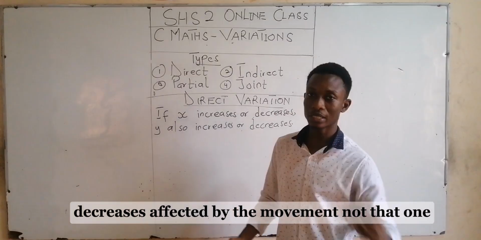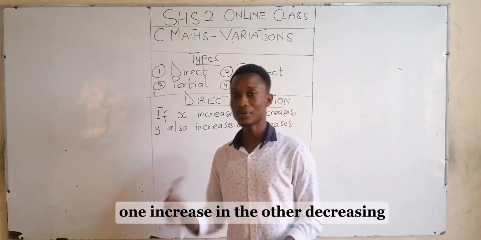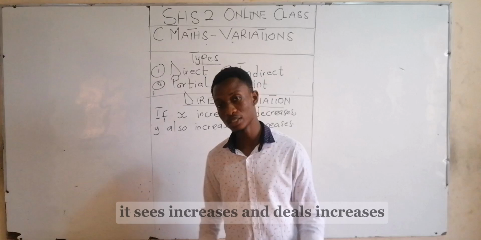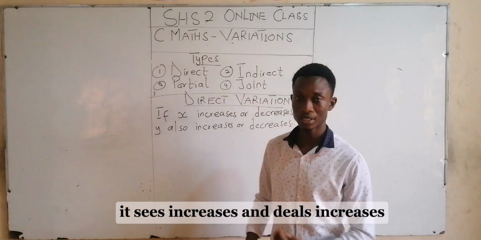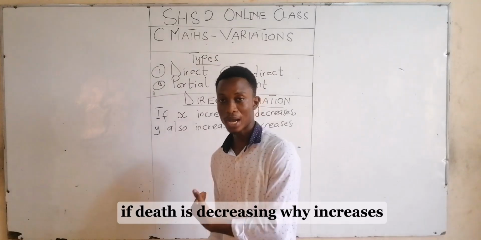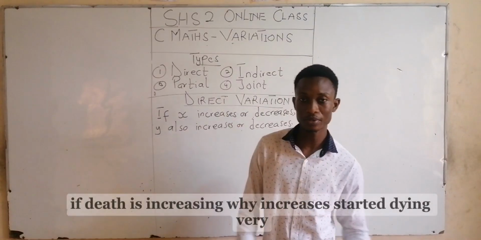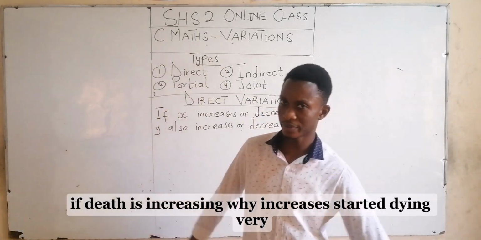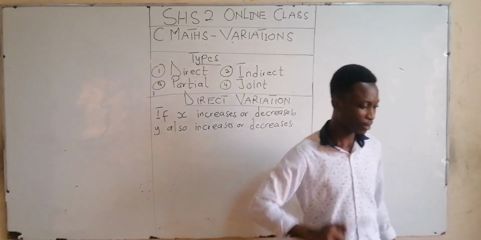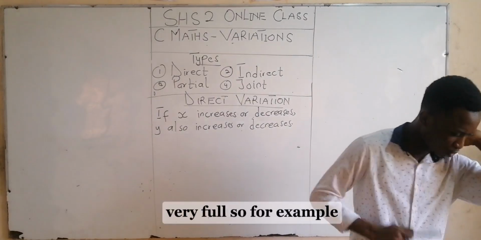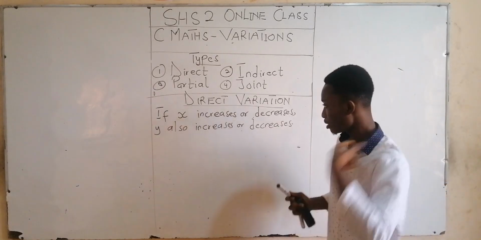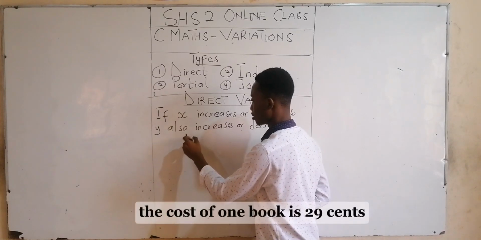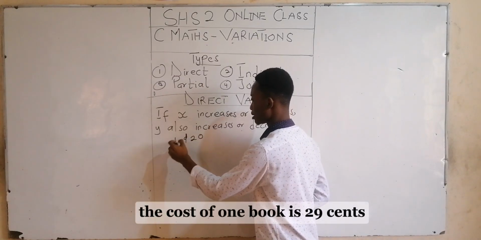Whatever happens to one quantity affects the other, but they move directly. Not that one is increasing and the other decreasing. No, if A is increasing, B also increases. If C is increasing, then D also increases. If X is decreasing, Y decreases. If X is increasing, Y increases. That is direct variation. Very, very cool and very, very simple. Good. So for example, let's say I have a book. The cost of one book is 20 Ghana cedis, just one.